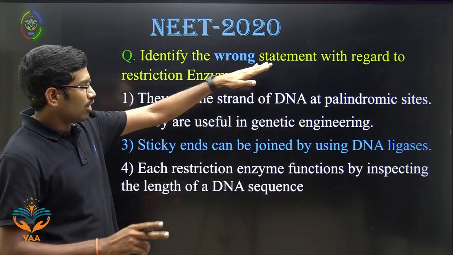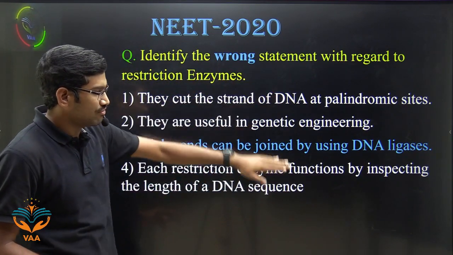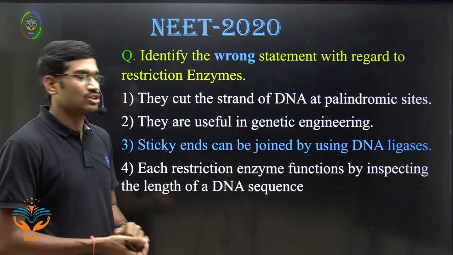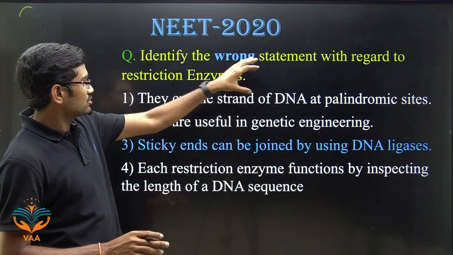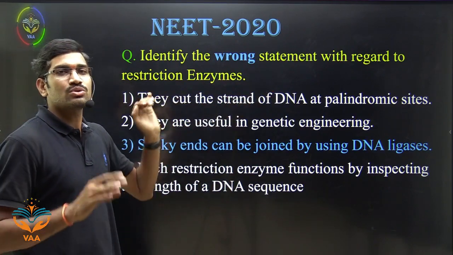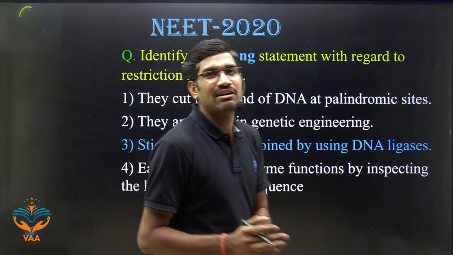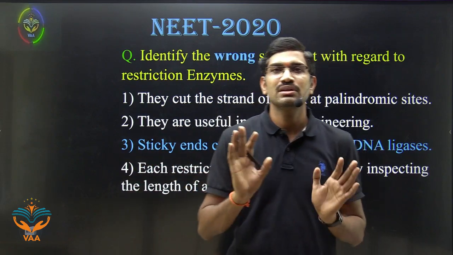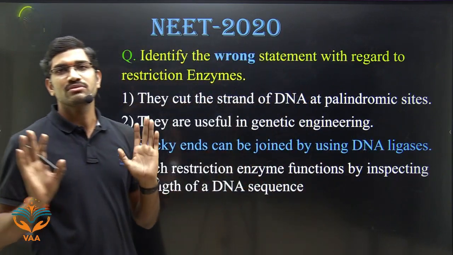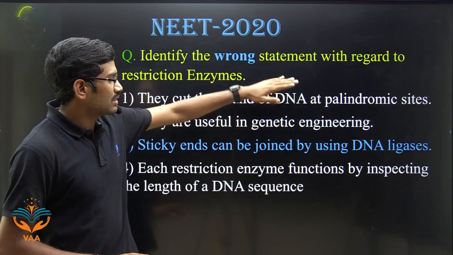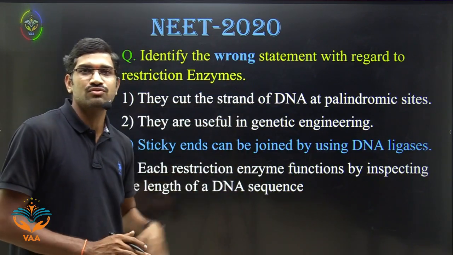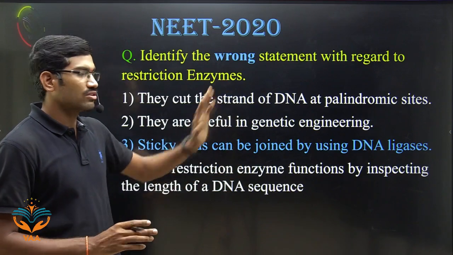But out of the 4, statements 1 and 4 are related to restriction enzymes. Though statement 3 is correct on its own, it is not related to restriction enzymes. So maybe that is the reason why NTA gave this as the wrong statement with respect to restriction enzymes. Don't get confused: the statement on its own is correct, but it is the odd one among all these 4, so they gave that this is the wrong statement.